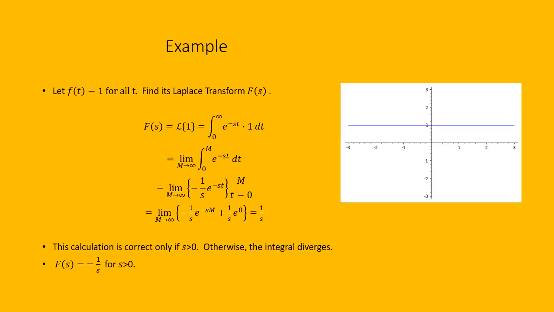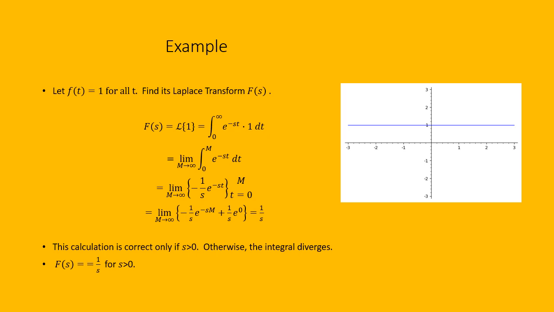Let's look at an example. Let f of t equal 1 for all t. Find its Laplace transform, capital F of s. Well, by definition, capital F of s, the Laplace transform of 1, is the integral from 0 to infinity e to the minus st times 1 dt. The function 1 is, by this graph, identically equal to 1 for all values of t. So to evaluate this integral, this exponential times 1 is just this exponential.